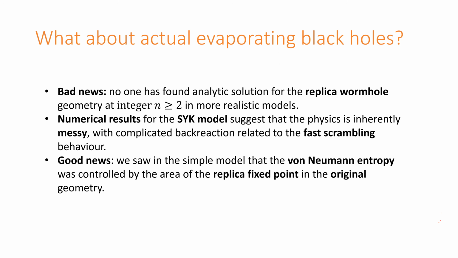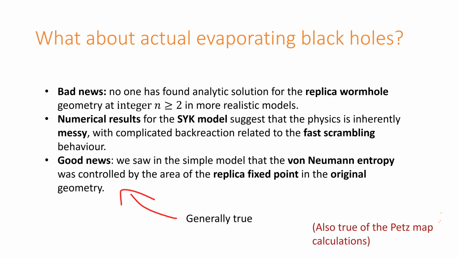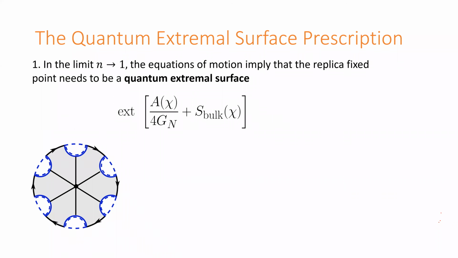But the good news is that we saw in the simple model that the von Neumann entropy ended up being, at least not near the transition, controlled by just the area of this replica fixed point in the original unback-reacted geometry. So all the complicated back reaction you had for higher n just ends up being completely irrelevant. It turns out this is generally true for all the replica wormhole entropy calculations, and in fact, it's also true for the PETS map calculation. In both cases, it's because you really end up with a limit where there's only one copy, and so it ends up not being back reacted.